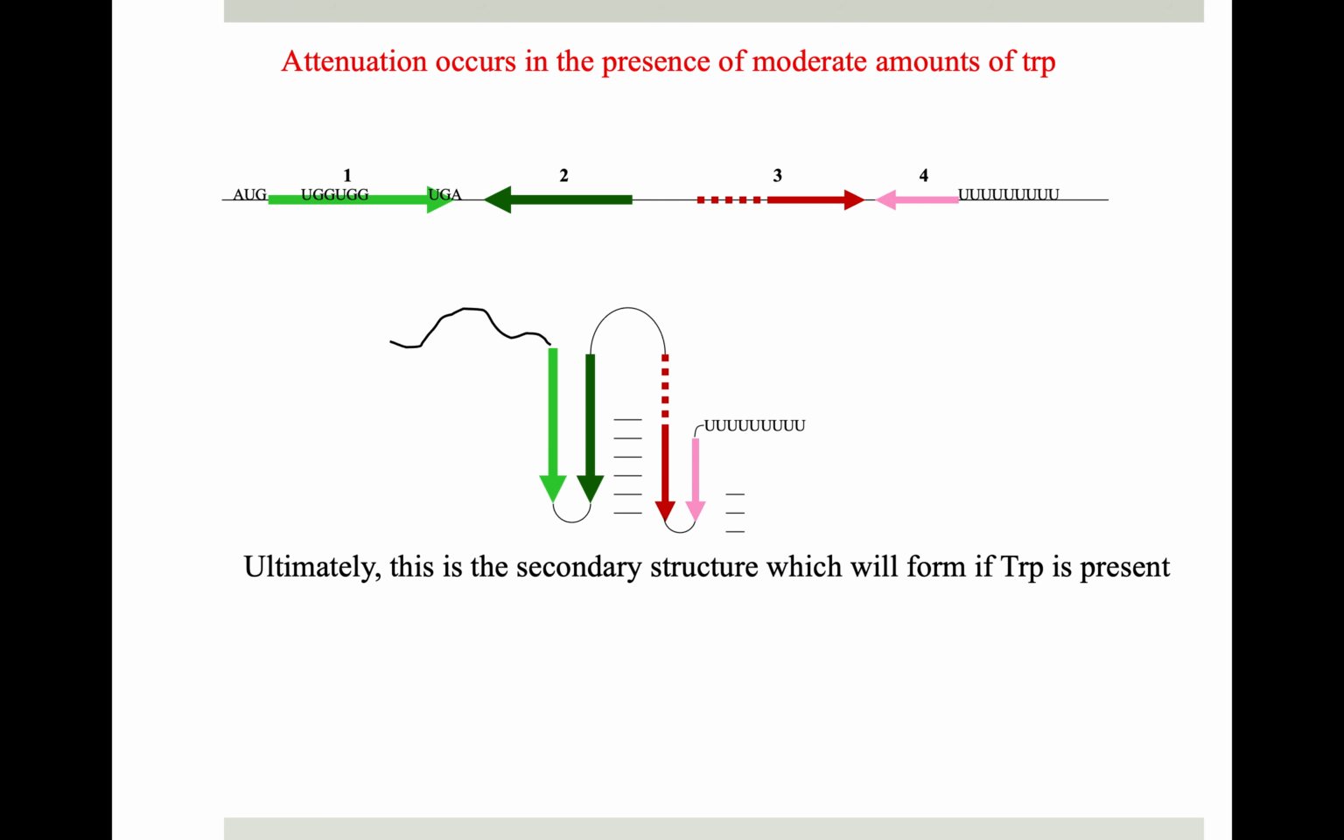Now, this attenuation occurs in the presence of a moderate amount of tryptophan, so usually moderate to low level. Ultimately, this is the secondary structure which will form if trp is present. So if 1 and 2 form, you will get 3 and 4. This will stop the transcription.